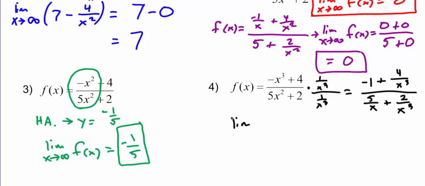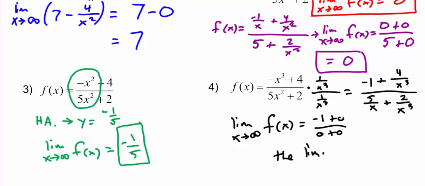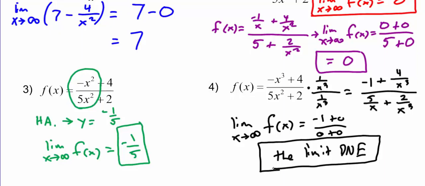So the limit as x approaches infinity of our function f of x would be negative 1 plus 0 over 0 plus 0, and whoa, that's undefined. So what's going on here is the limit does not exist. Okay, now when we're talking about infinite limits, we really don't need to put a reason. I mean, essentially what it's saying is that it's unbound, but we're not going to worry about that. As long as you know that it doesn't exist, then you've done your job.